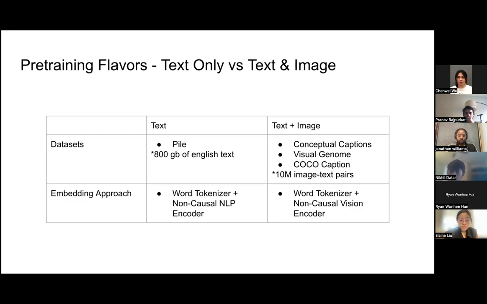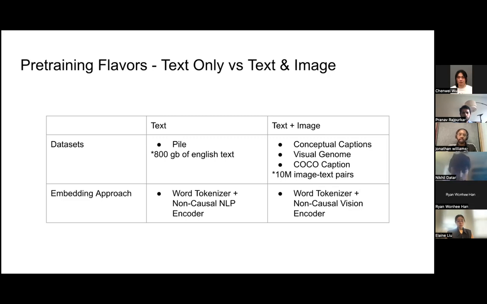When we threw the text into the MetaLM model, it had to be processed, because models can't actually work upon natural language. It must be vectorized in some manner. So they used a word tokenizer to convert words to numbers. They also used the non-causal NLP encoder to convert words into numbers, into embeddings. That was the text-only version of the model.